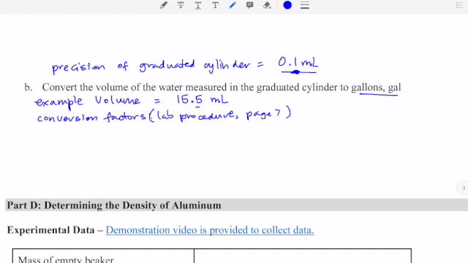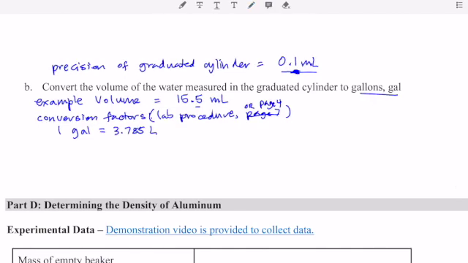Is that really page 7? No, that's page 7 of the total lab procedure. You will find it on page 1, 2, 3, 4. That was when I printed out all of them. So on page 4, or 7 of all. So you will find that 1 gallon is equal to 3.785 liters. Okay, but the units we have are milliliters.